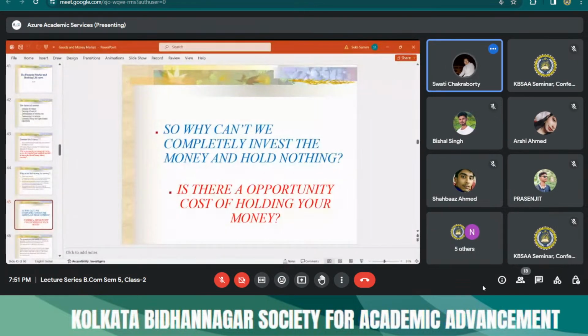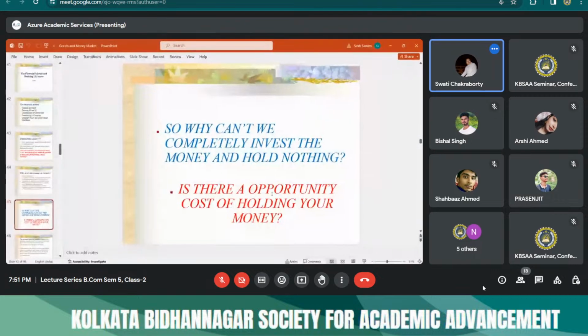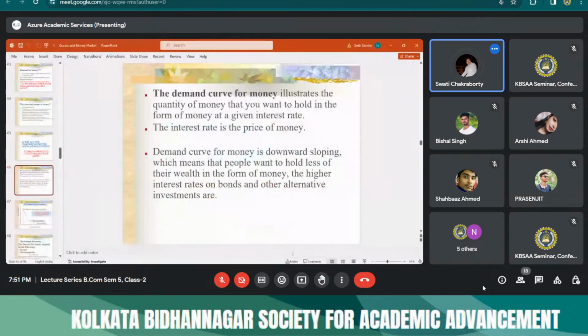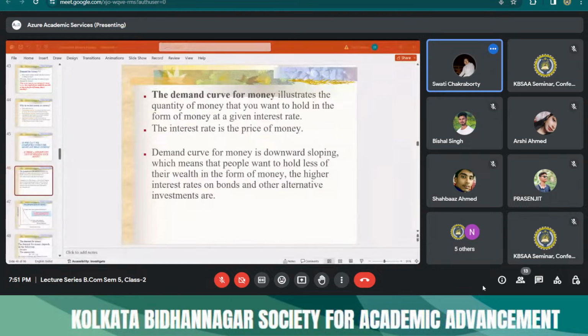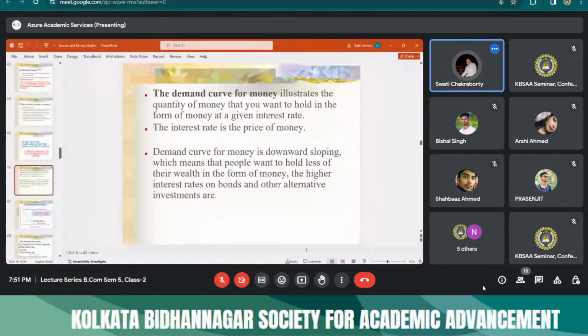Next slide, please. Okay. So when we are talking of money, we are talking of the demand for money. Actually, we are talking of the amount of money that we want to hold in the form of cash at a given interest rate. That's the main thing. How much money do we want to hold in cash and how much do we want to invest depends on the rate of interest, at a given rate of interest.